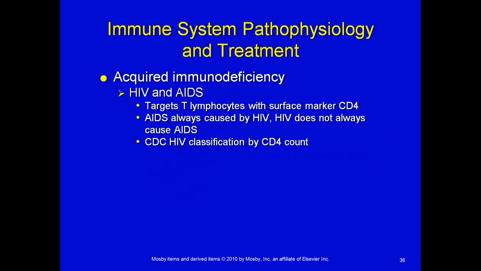There are people out there that carry the human immunodeficiency virus, but never come down with the actual disease, acquired immune deficiency syndrome. Magic Johnson would be an example of that. He has the HIV virus, but he's never gotten the disease. The CDC classifies the presence of the human immunodeficiency virus by your CD4 count.